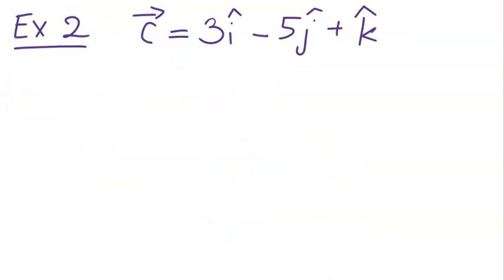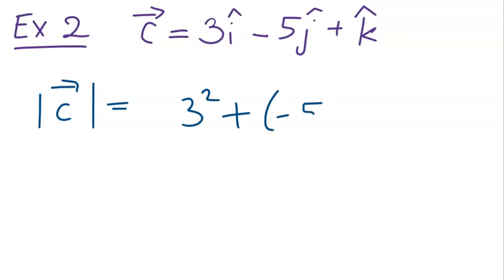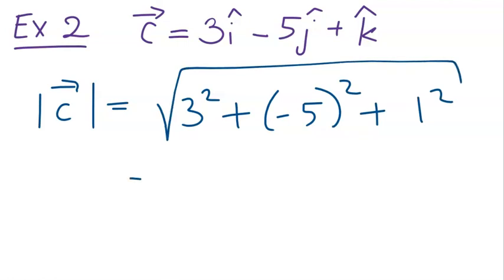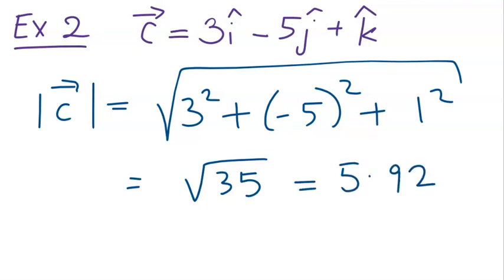Another example, vector c, the magnitude of vector c. The same. You take the square of the x component plus the square of the y component plus the square of the z component, and then square root them, and you get square root of 35, which is about 5.92.